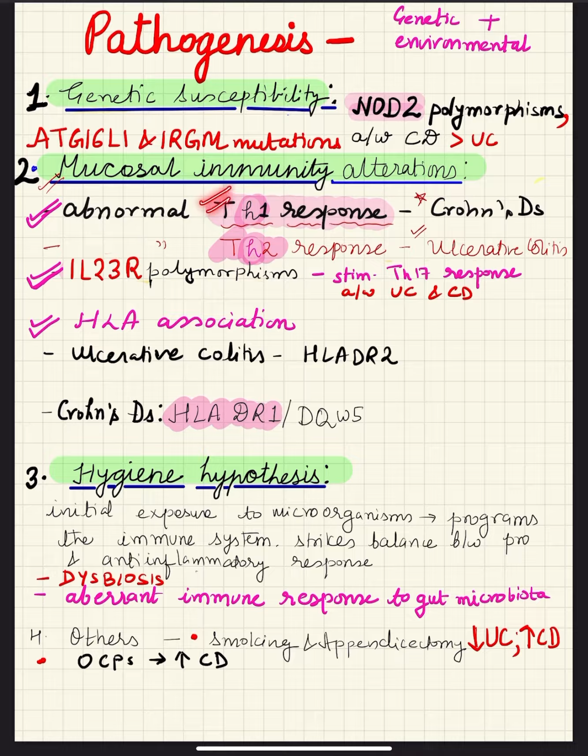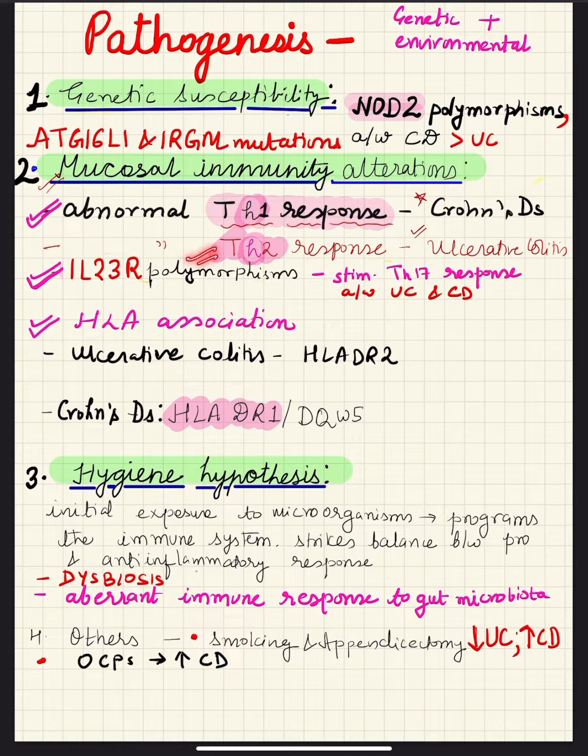There is abnormal T helper 1 response. In Crohn's disease, I will explain later that the granulomas are formed in the serosa and submucosa; in all the layers granuloma can be seen. We also know that granuloma is formed by the T helper 1 cell. It's a type 4 hypersensitivity with important role of the T helper 1 cells. So when there is abnormal Th1 response, it results in Crohn's disease, in which granulomas are seen.